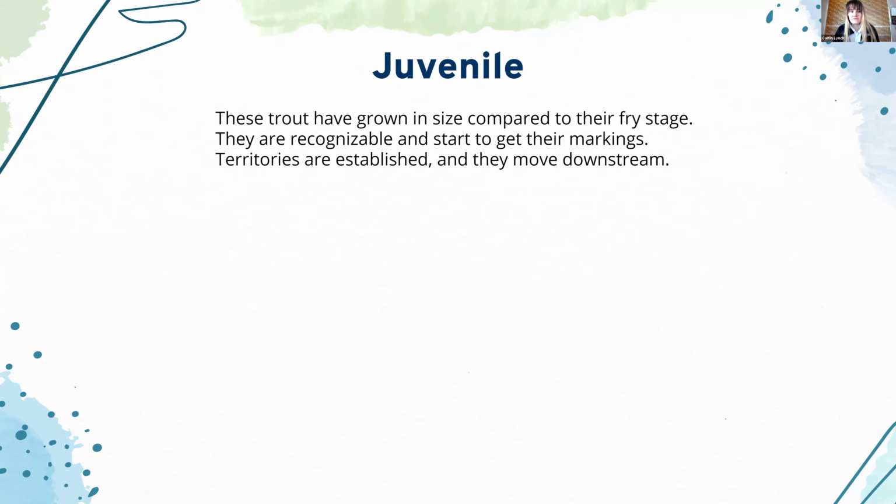So when we get to the juvenile stage, they've grown in size compared to their fry stage, and they're also a little bit more recognizable. They start to get their markings a little bit more, and their territories at this point are going to be pretty established, and they start to move downstream. So by this point in time, they know a little bit more about the world around them. They're able to better escape predators. They're creating their territories. They're doing pretty good. They're growing up. They're learning things.